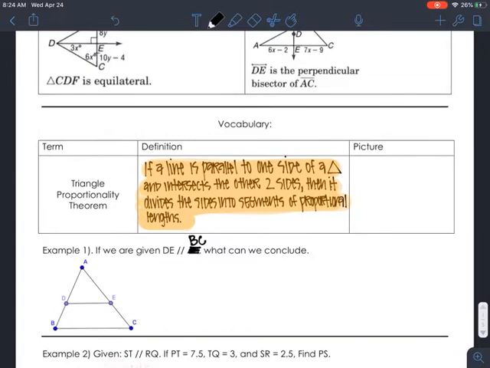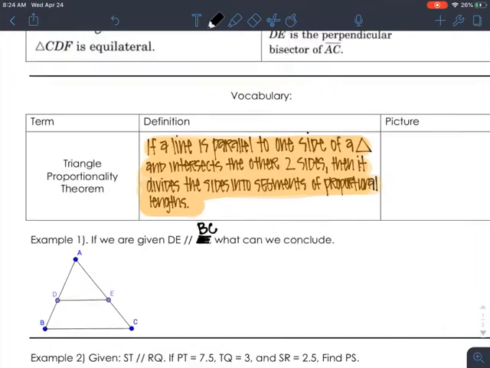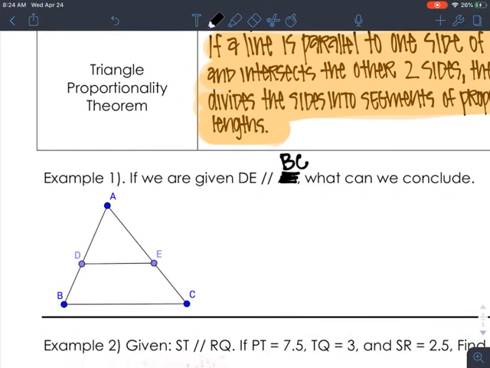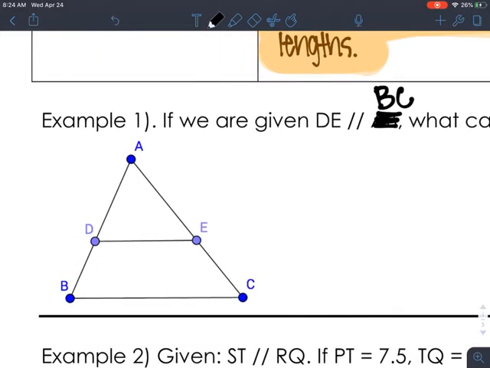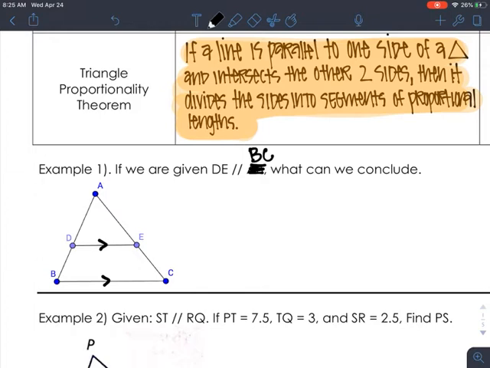So we're going to start with the triangle proportionality theorem. And it states that if a line is parallel to one side of a triangle and intersects the other two sides, then it divides the sides into segments of proportional lengths. So I'm not going to draw a picture, and I'm just going to come down to example 1. And so we are given that DE is parallel to BC. And all this question is asking is, what can we conclude? And it's just a direct representation of this theorem.